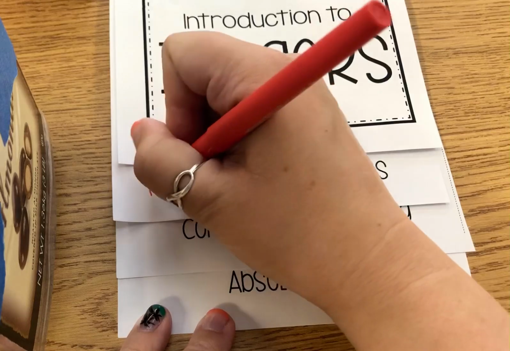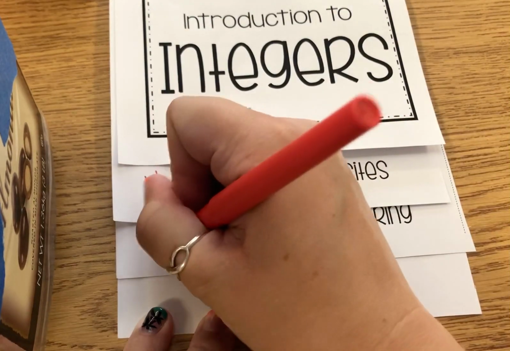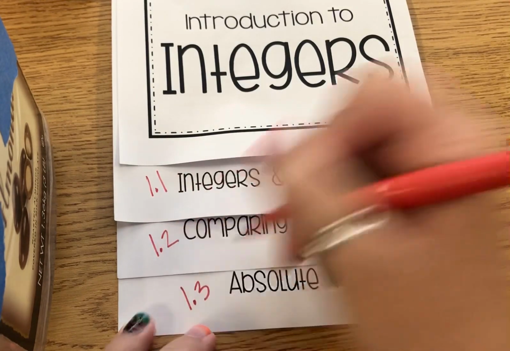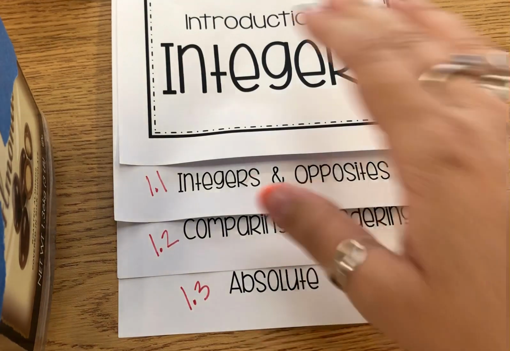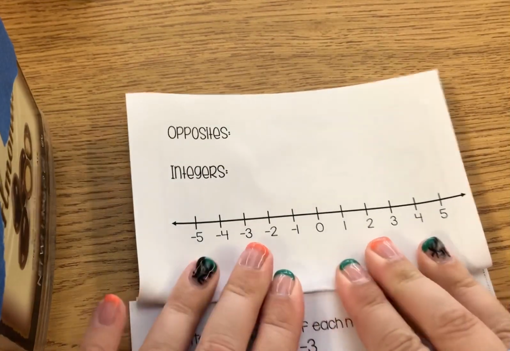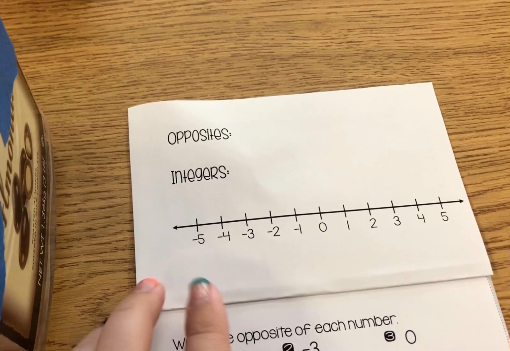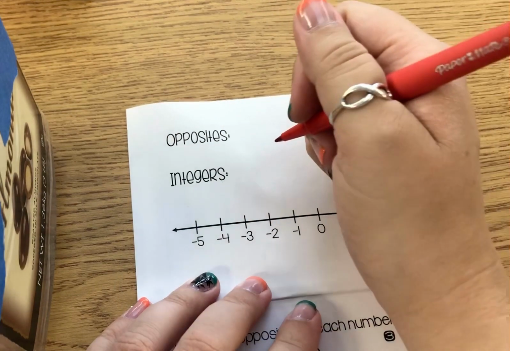We're going to review section 1.1 of integers and their opposites, 1.2, which was comparing and ordering, and 1.3, which was absolute value. Okay, so once you have that, go ahead and open it up. And I suggest waiting to glue it in until after you write on it. It just makes it easier. And remember, you can always pause the video if you need it to slow down, or speed up the talking or slow down the talking.